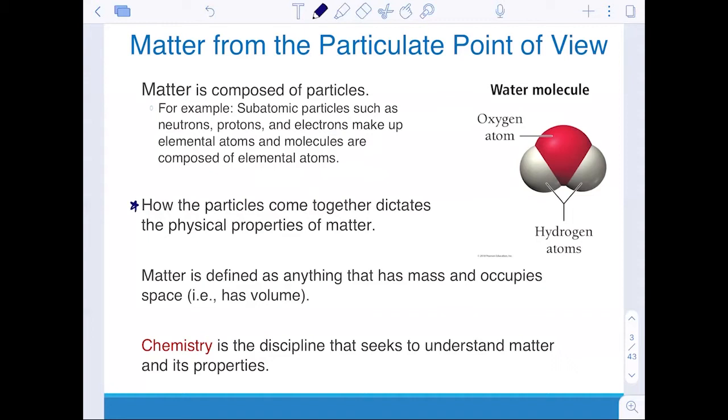There's our definition that we talked about. Matter is anything that has mass and occupies space. So it has a mass and it has a volume. And we as chemists, we seek to understand. And that is what we're here to really dive into, especially in this chapter. How did the chemists coming before us develop all of these principles and theories that we have to learn about?